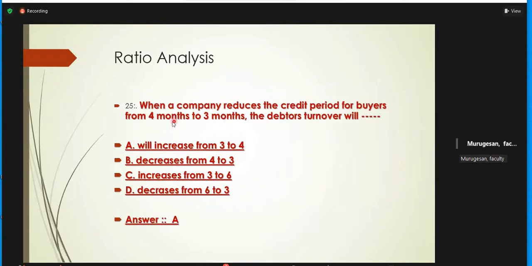So in that scenario, when the book debt is 3 months, the turnover will be 4. So the earlier turnover was 3. Now the new turnover is 4. So the answer will be, it will increase from 3 to 4. That's the question. You understand? Simple question. So answer is A. Okay, friends?